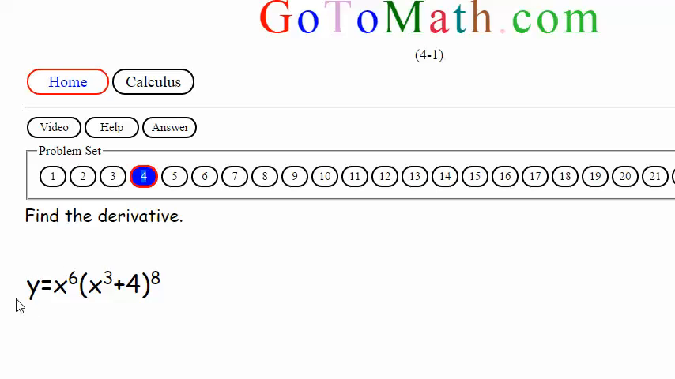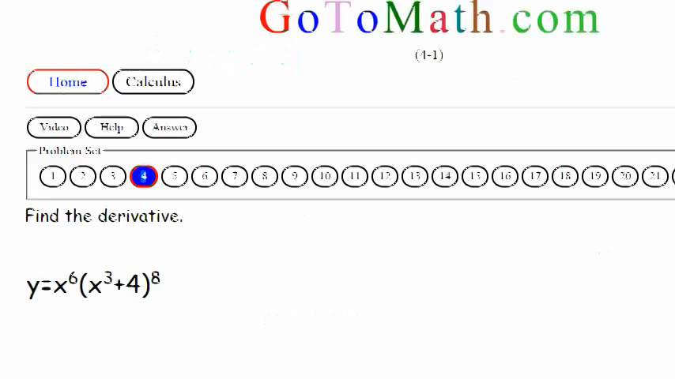And let's all write this down. We have y is equal to x to the sixth, x cubed plus 4 quantity raised to the 8th power. Okay, everybody get that? Hope so.